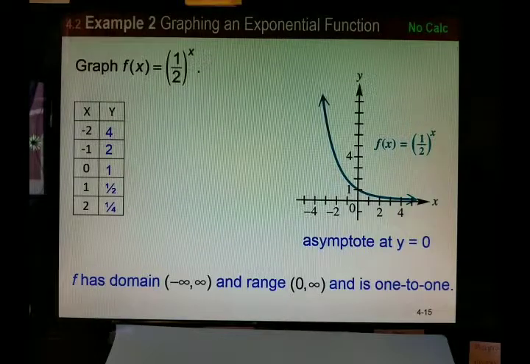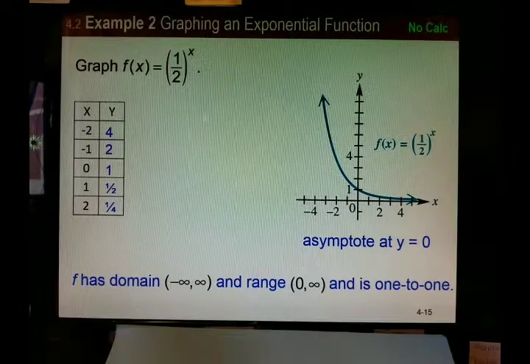The domain goes left and right forever, so it's still all reals, but my range never touches 0 to infinity. So the lowest it goes is 0, but doesn't include it, up forever, so infinity.